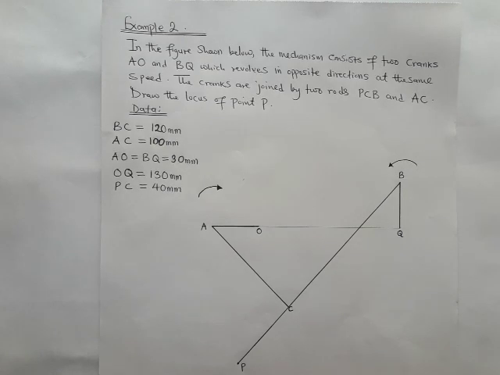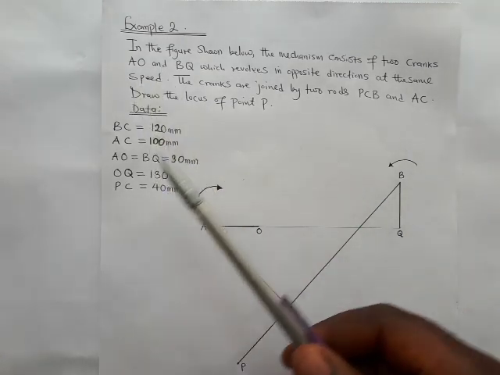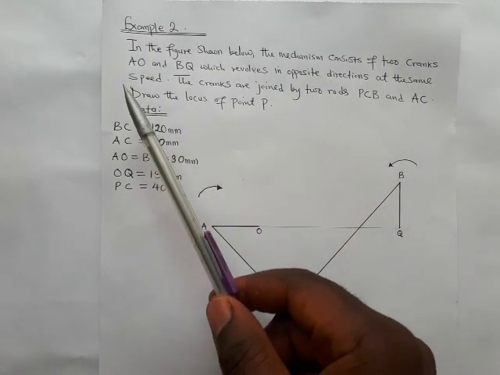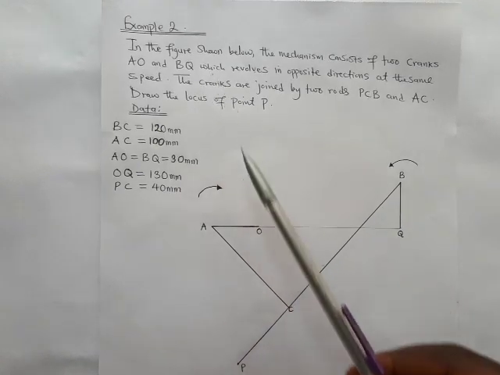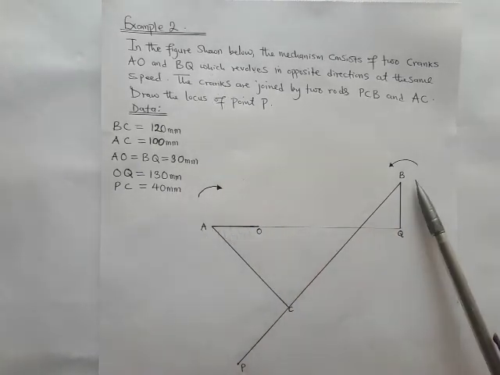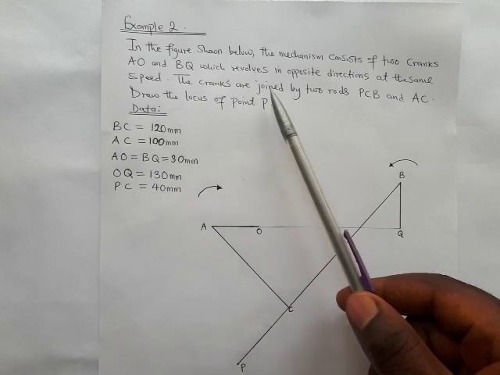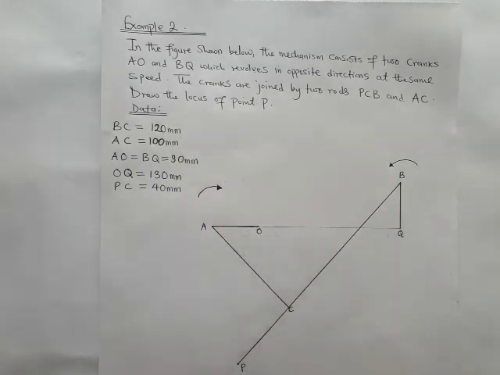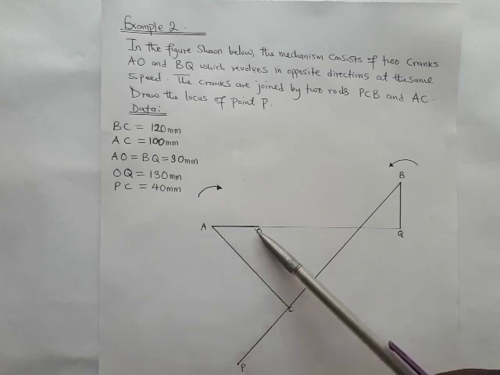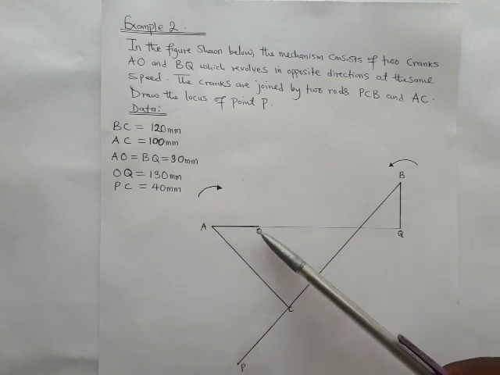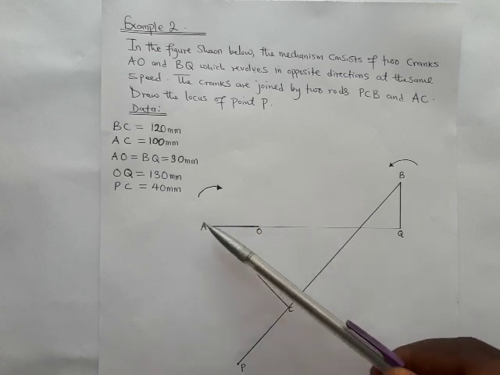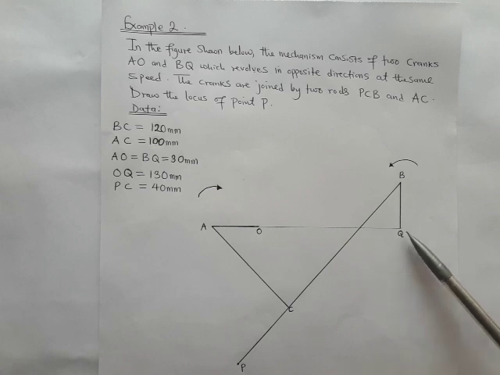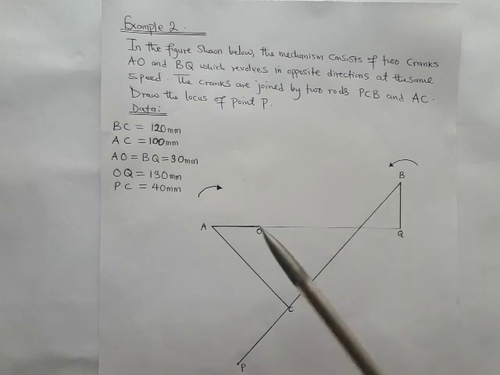Alright, so now straight up, here's a question that says, in the figure shown below, the mechanism consists of two cranks AO and BQ. Now this is crank AO and this is crank BQ, which revolve in opposite directions at the same speed. So crank AO is pivoted at O while BQ is pivoted at Q. So AO revolves about O in a clockwise direction while BQ revolves about Q in an anti-clockwise direction.